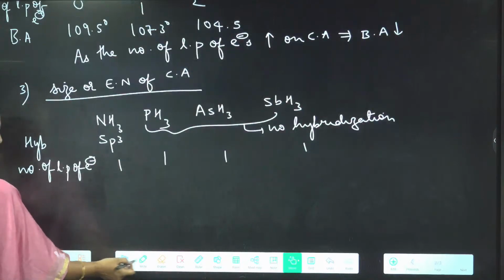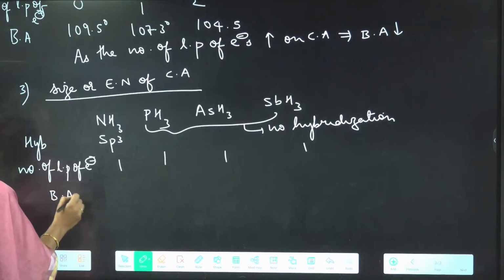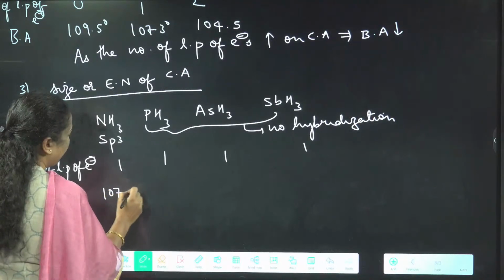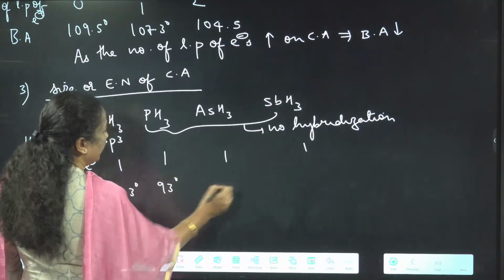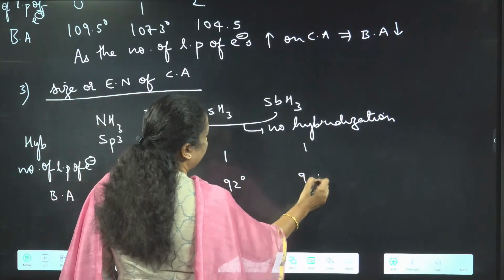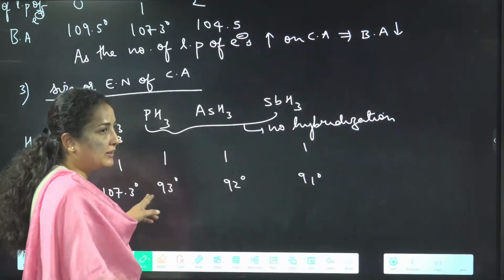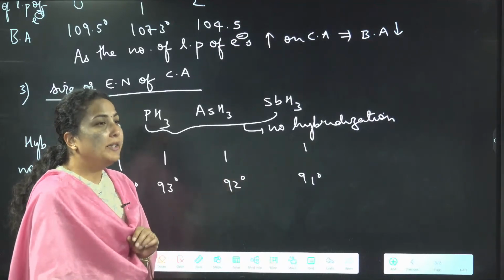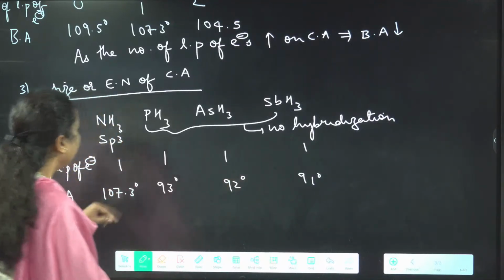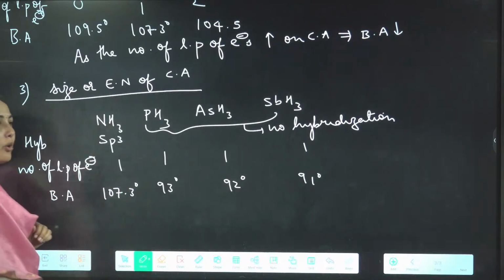Now the thing is, the bond angle which is seen here is 107.3 degree, then you are having 93 degree, 92 degree and 91 degree. So are you able to see that when they are not undergoing hybridization, their bond angle is closer to 90 degree? Now, what conclusion can you draw from here?